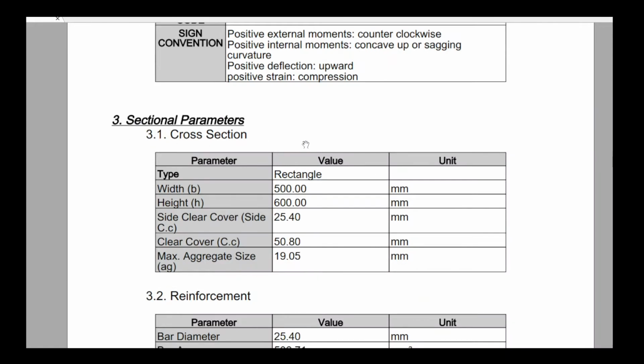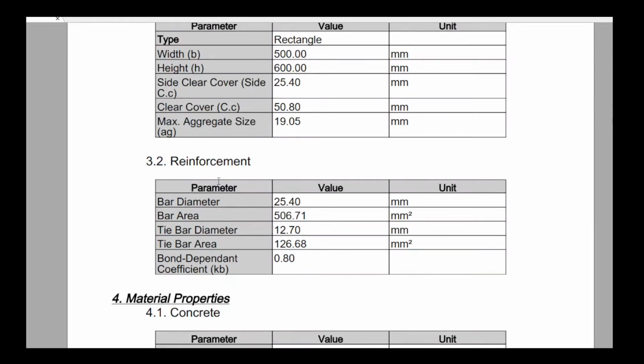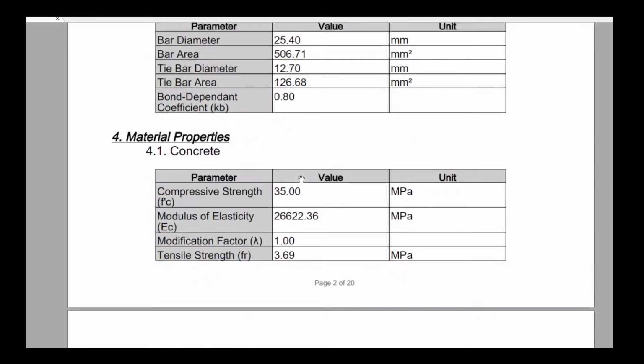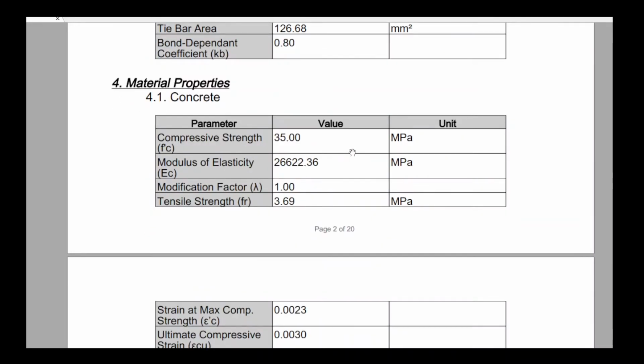And then we have the sectional parameters for the cross section. We have a rectangle, 500 width and 600 height. And then for the reinforcement, we used 25.4 millimeters, and for the tie bar diameter or the stirrups, we used 12.7 with a bond dependent coefficient of 0.8. And then for the material, we have 35 megapascal for the f'c.